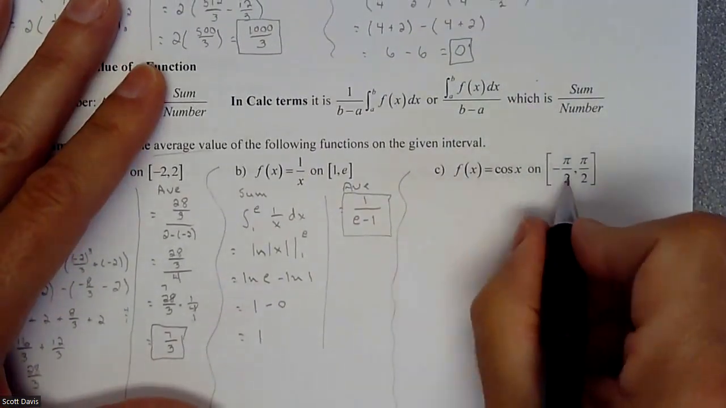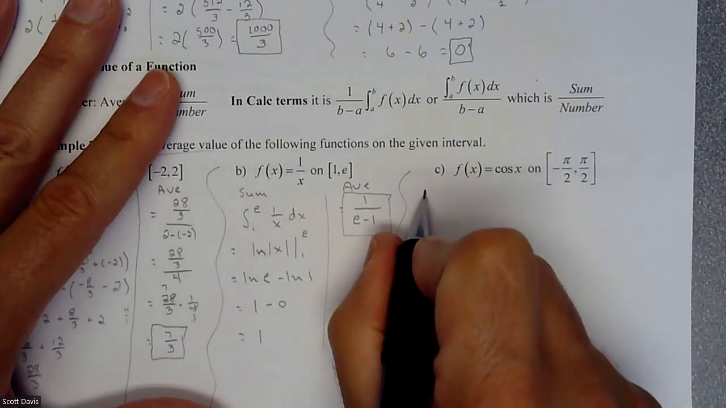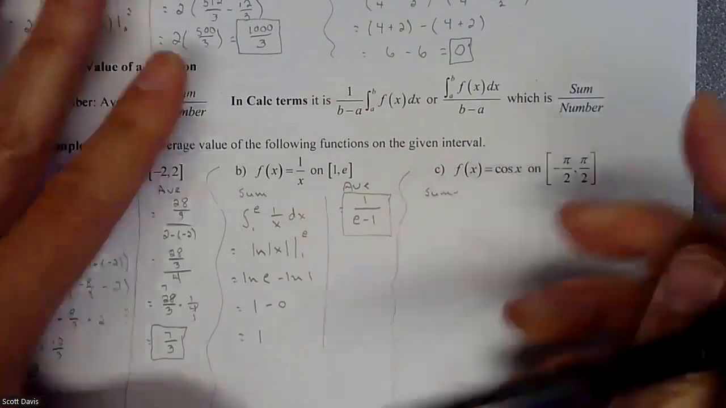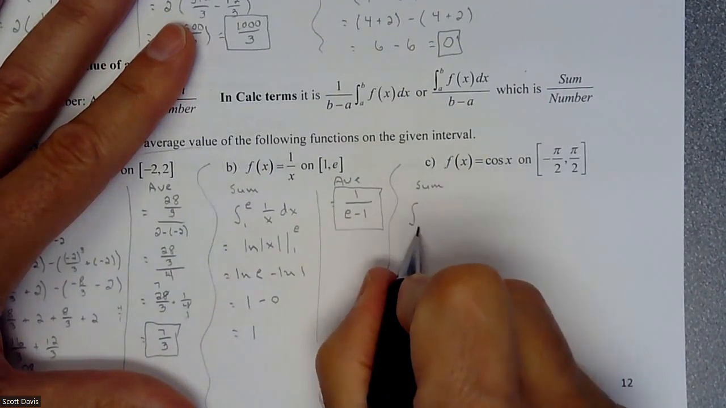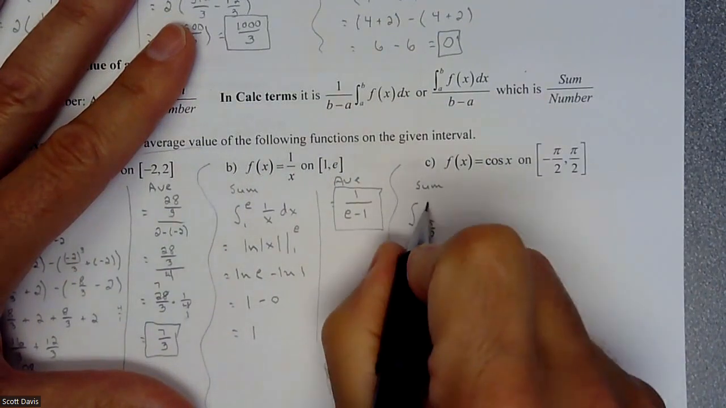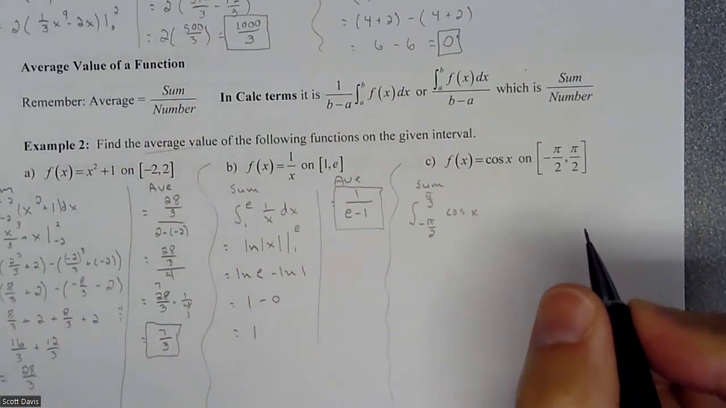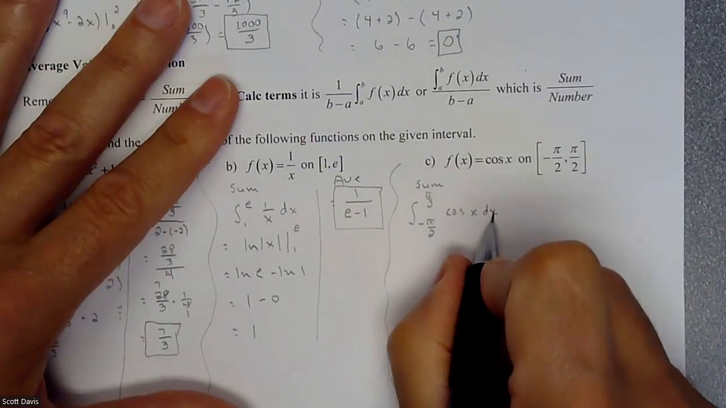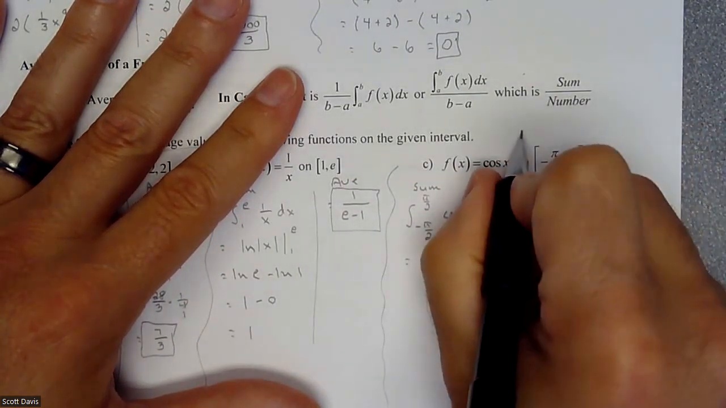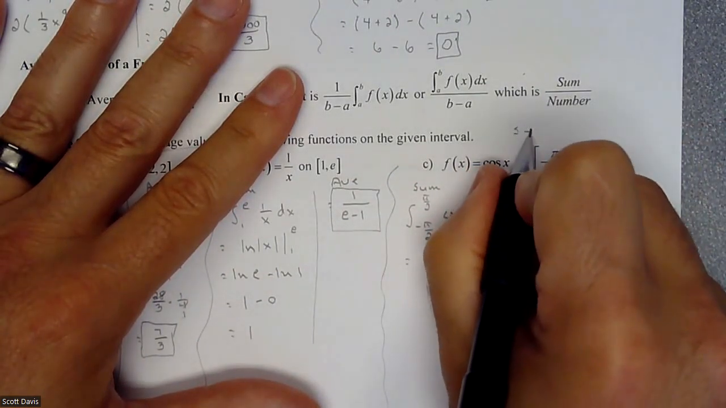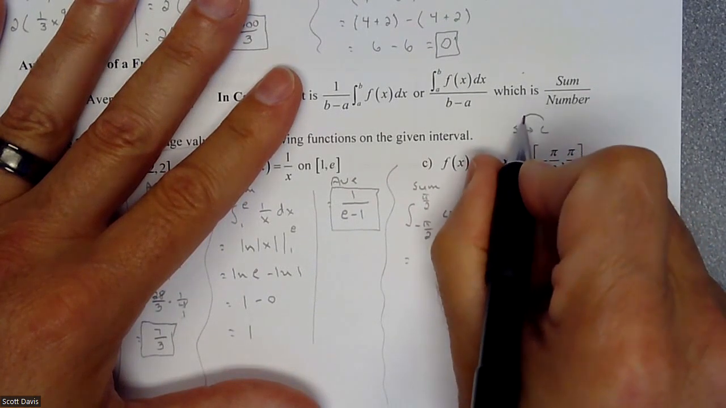So on this one, same kind of thing. We're going from negative pi over 2 to pi over 2. So we're going to be doing the sum, which is going to be the integral of negative pi over 2 to pi over 2 of cosine of x dx. And antiderivative of cosine. I kind of forget where I'm at in my path here.